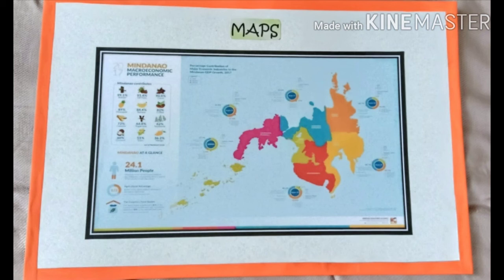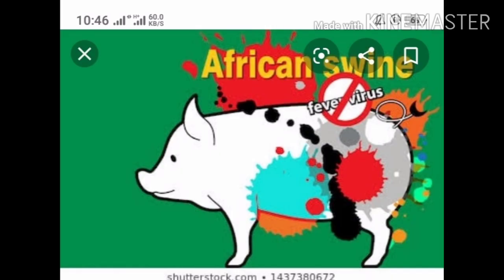Maps. This is an example of map, an economic map. I will use this symbol for discussion. The objectives of this symbol is to identify the swine production in northern Mindanao.